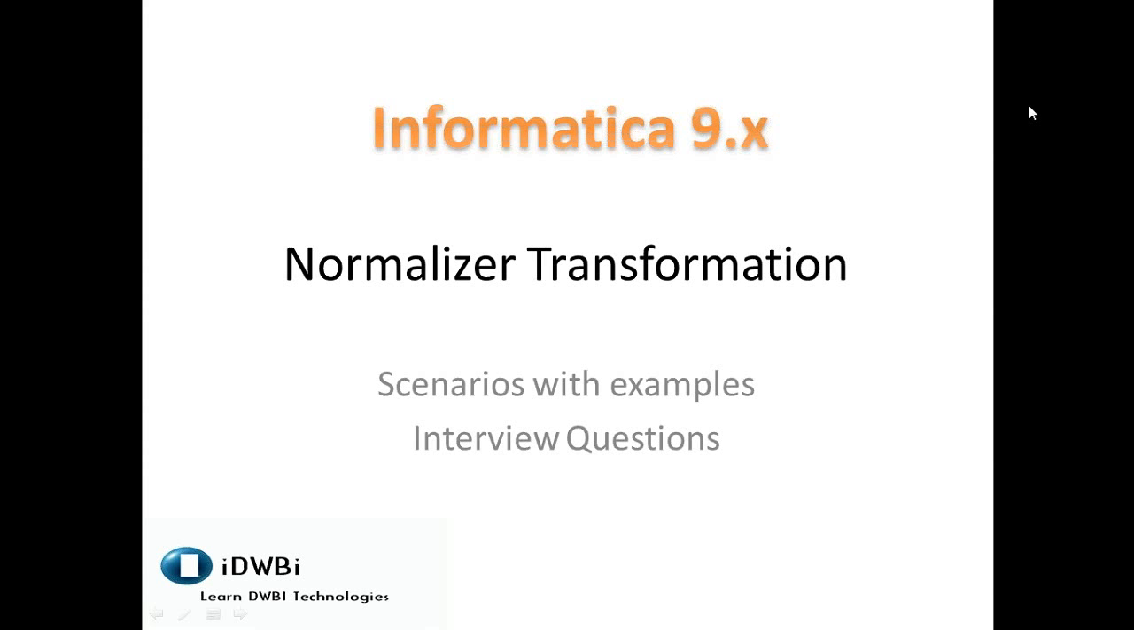Coming to the normalizer transformation, it actually is used for multiple purposes within the Informatica setup. One is whenever you have your source as COBOL sources, this by default comes up as your source qualifier, just like you get XML source qualifier when you use XML sources. Normalizer transformation comes up automatically whenever you use COBOL sources.